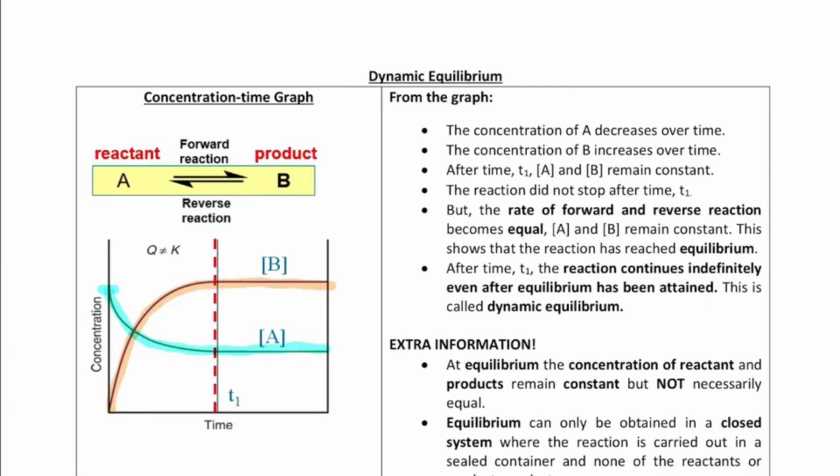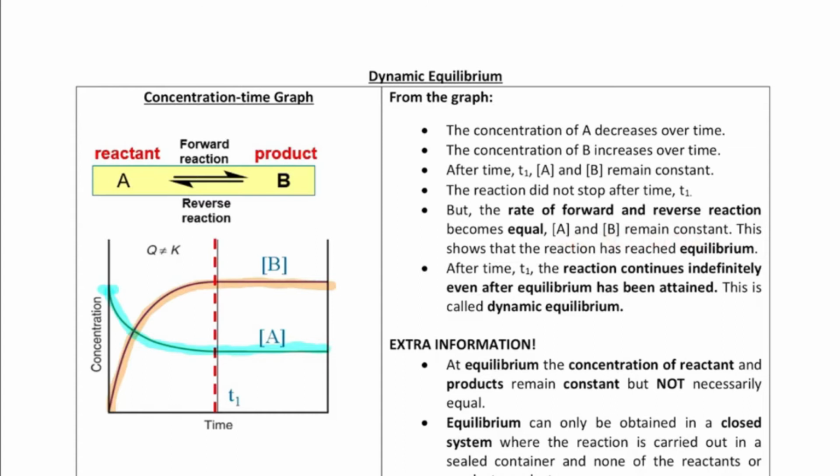Okay, tapi macam saya cakap tadi, reversible reaction, dia tak stop. Reaction ni will not stop. So the reaction did not stop after time T1. Walaupun kamu nampak concentration ni constant, tapi dia bukan stop tau reaction ni. Reaction ni masih berlaku. Tapi kenapa dia punya graph dia constant? Sebab the rate of forward and the reverse reaction becomes equal. Concentration A and B remain constant.